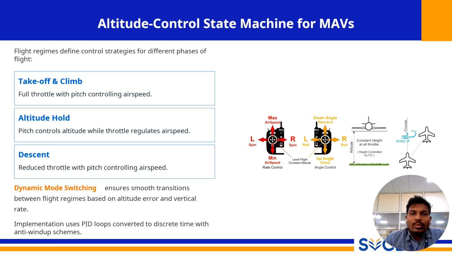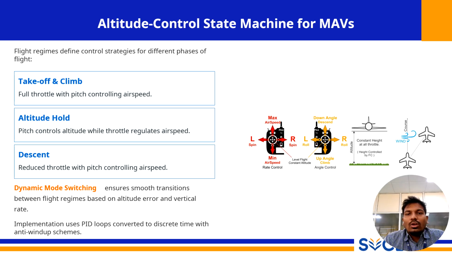Looking at the primary flight regimes for longitudinal control, first is the takeoff and climb. During this phase, the objective is to gain altitude efficiently. The control strategy is full throttle with pitch control of speed. The system applies maximum power to climb and uses the elevator to adjust the pitch angle to maintain the most efficient climb speed. Once the MAV reaches the target altitude, it transitions to the hold altitude regime.